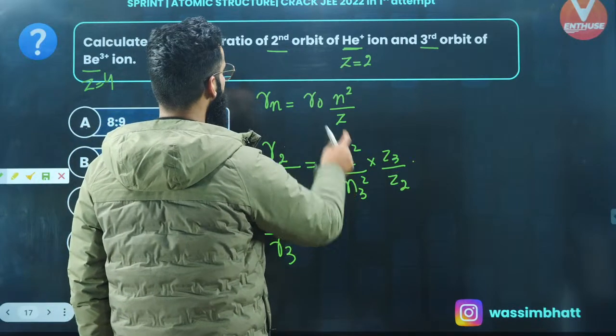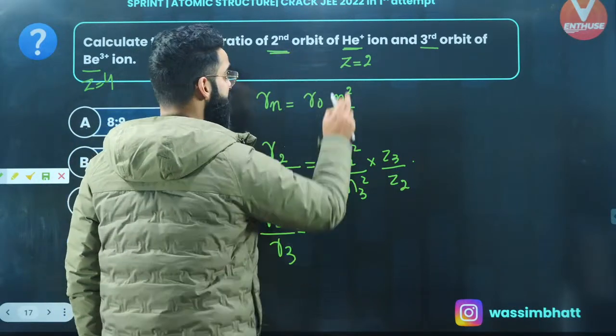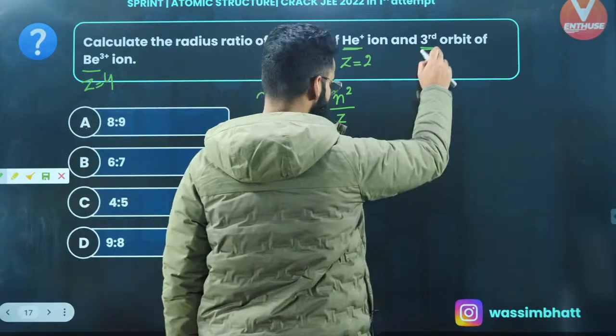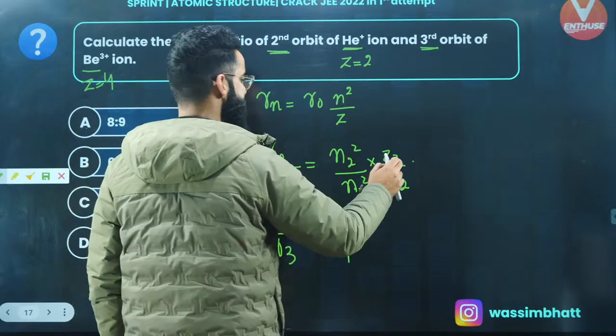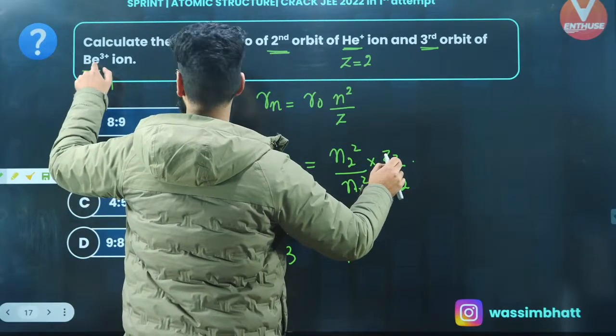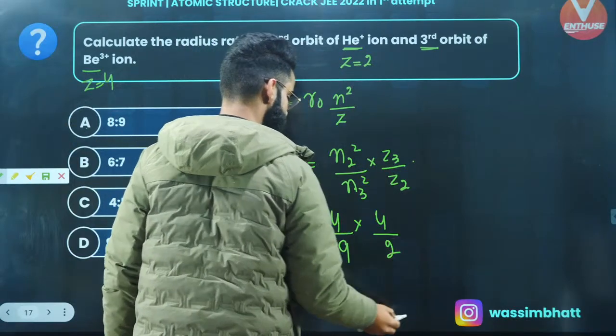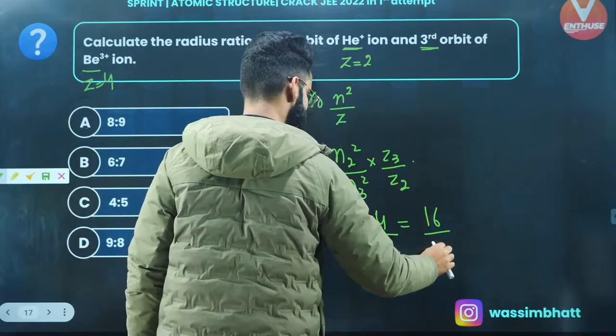N2 means the second orbit, right? 2 square comes out to be 4, divided by N3, that means the third orbit, 3 square comes out to be 9, multiplied by Z3, the atomic number of Be tripositive, which is 4, divided by Z2, which is the atomic number of helium, which is 2, right? So the value comes out to be 16 divided by 18, right?